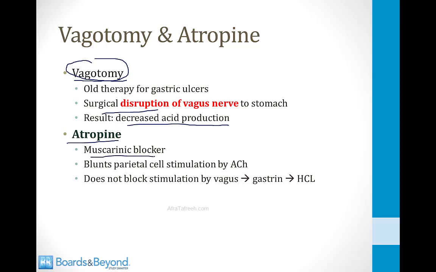It's a muscarinic blocker, and it can blunt parietal cell stimulation by acetylcholine, but it doesn't block the stimulation by the vagus onto gastrin, which can then stimulate hydrochloric acid release. As I just told you, that occurs via the neurotransmitter GRP, and it's high yield to know this for your boards. They like to ask you why atropine doesn't work to suppress acid, and it's because the vagus nerve is still able to stimulate gastrin release even when muscarinic receptors are blocked by atropine.